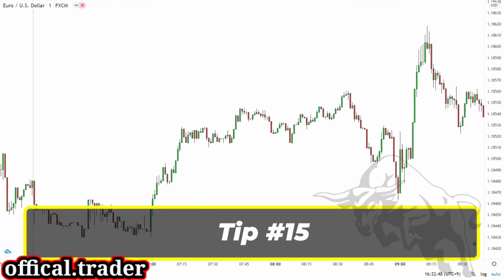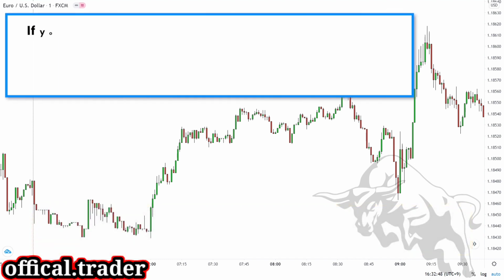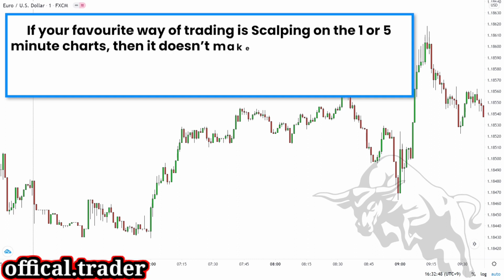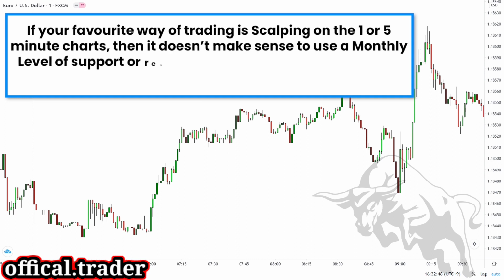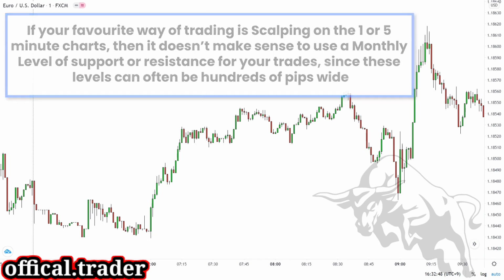Tip number 15 for drawing support and resistance is to use a time frame that makes sense for your style of trading. If your favorite way of trading is scalping on the 1 or 5-minute charts, then it doesn't make sense to use a monthly level of support or resistance for your trades, since these levels can often be hundreds of pips wide.